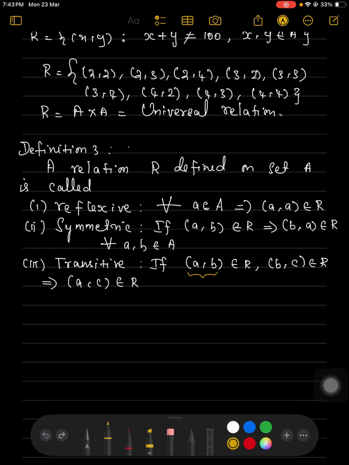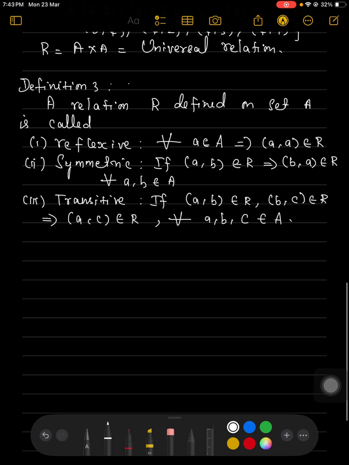If you have (a, b) in the relation followed by (b, c) in the relation, then look for (a, c), is it also in the relation? If you find that this is satisfied, then we say that the relation is transitive. Again, from where do you take these elements? a, b, c, all these are from the given set A. So this is definition 3. With an example, we will see what this relation is, followed by another definition, then I'll give an example.